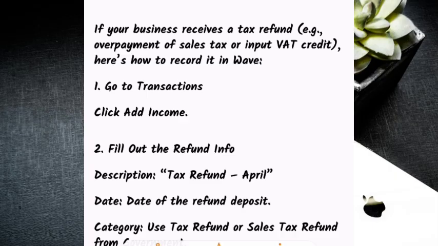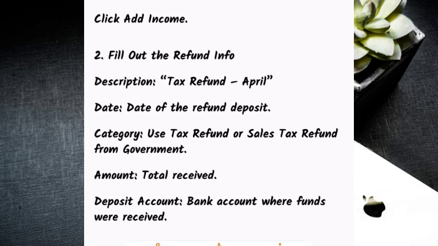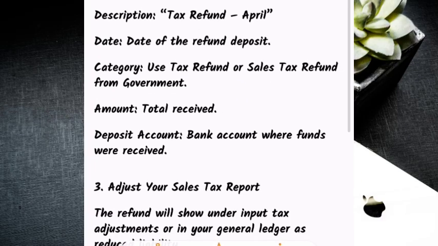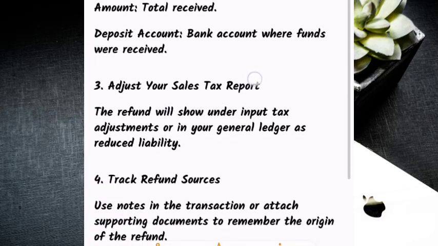Go to Transactions and then click Add Income. Then you're gonna fill out the refund information. You're gonna fill out the description, the date, category, total amount received, and deposit account.